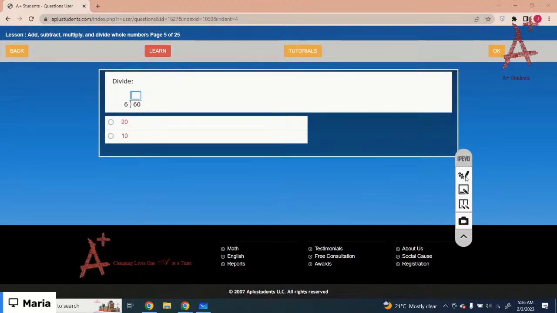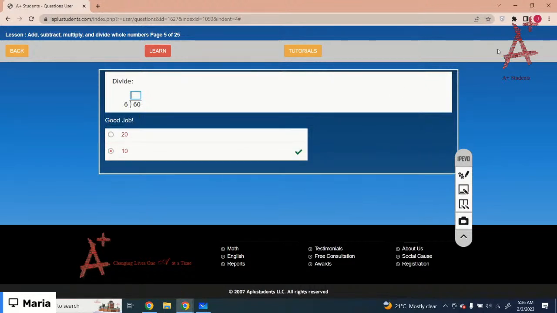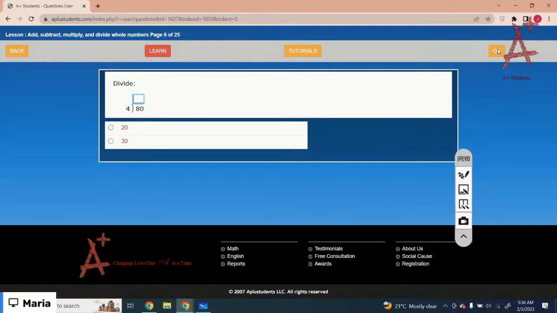Okay, you have to divide 60 by 6. So 6 times what number is 60? 6 times 10 is 60. Got it? So the correct option is 10. The correct option is 10. Got it?